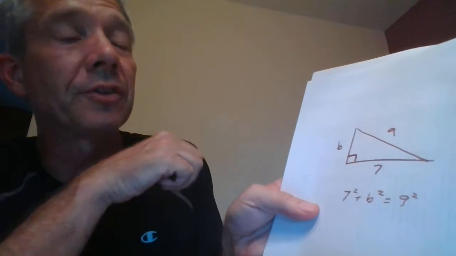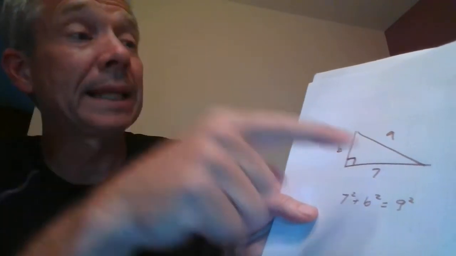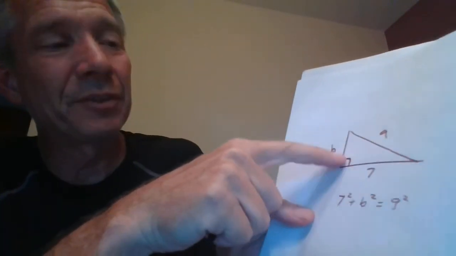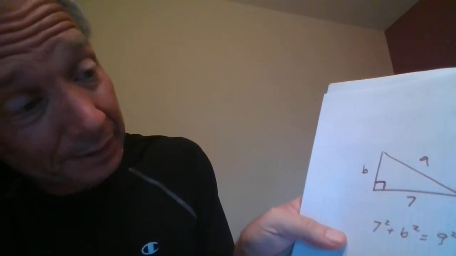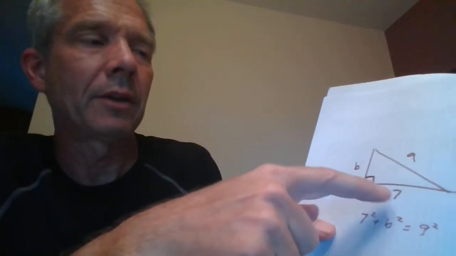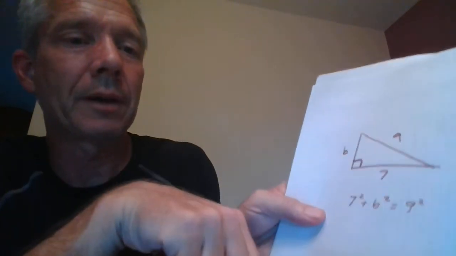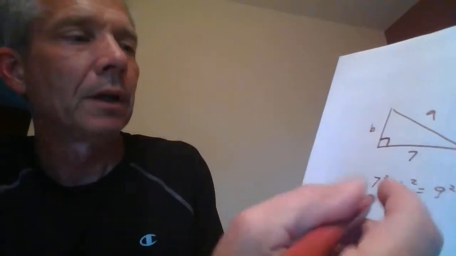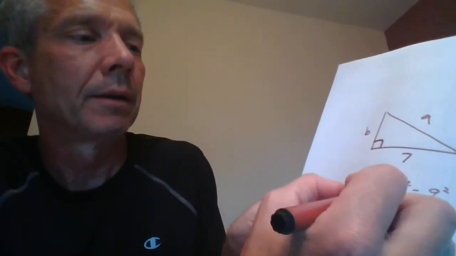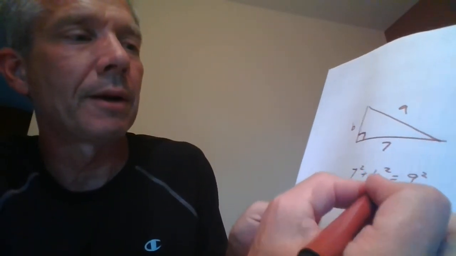Now, first of all, I should just think about this problem. It certainly can't be more than 9. And if this problem is to scale, it's less than 7. Now, it may not be, but it can't be more than 9. It doesn't make sense for that side to be more than 9. So if I get a number bigger than 9, I should stop. I did something wrong. Okay, I got 49 plus B squared equals 81.